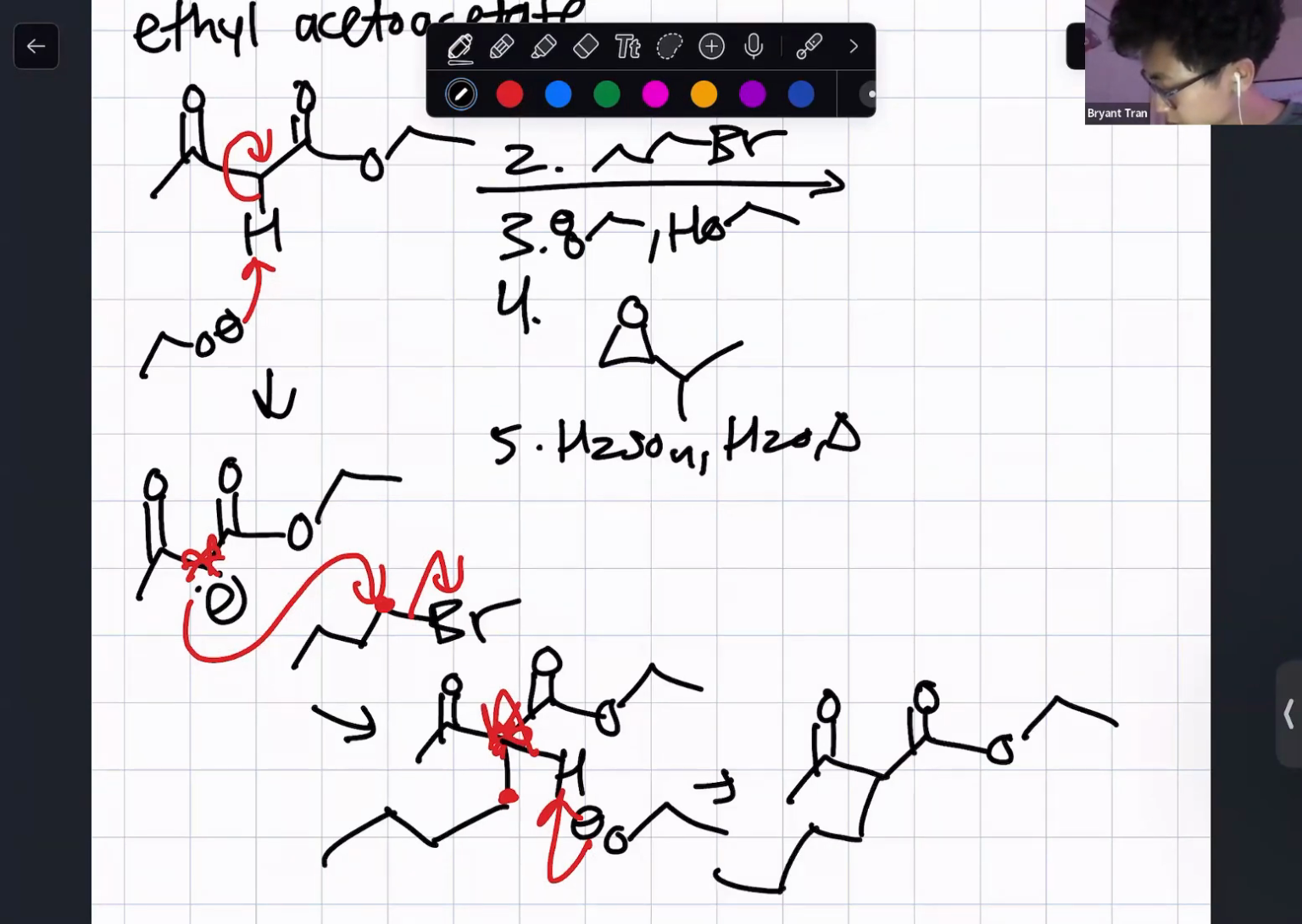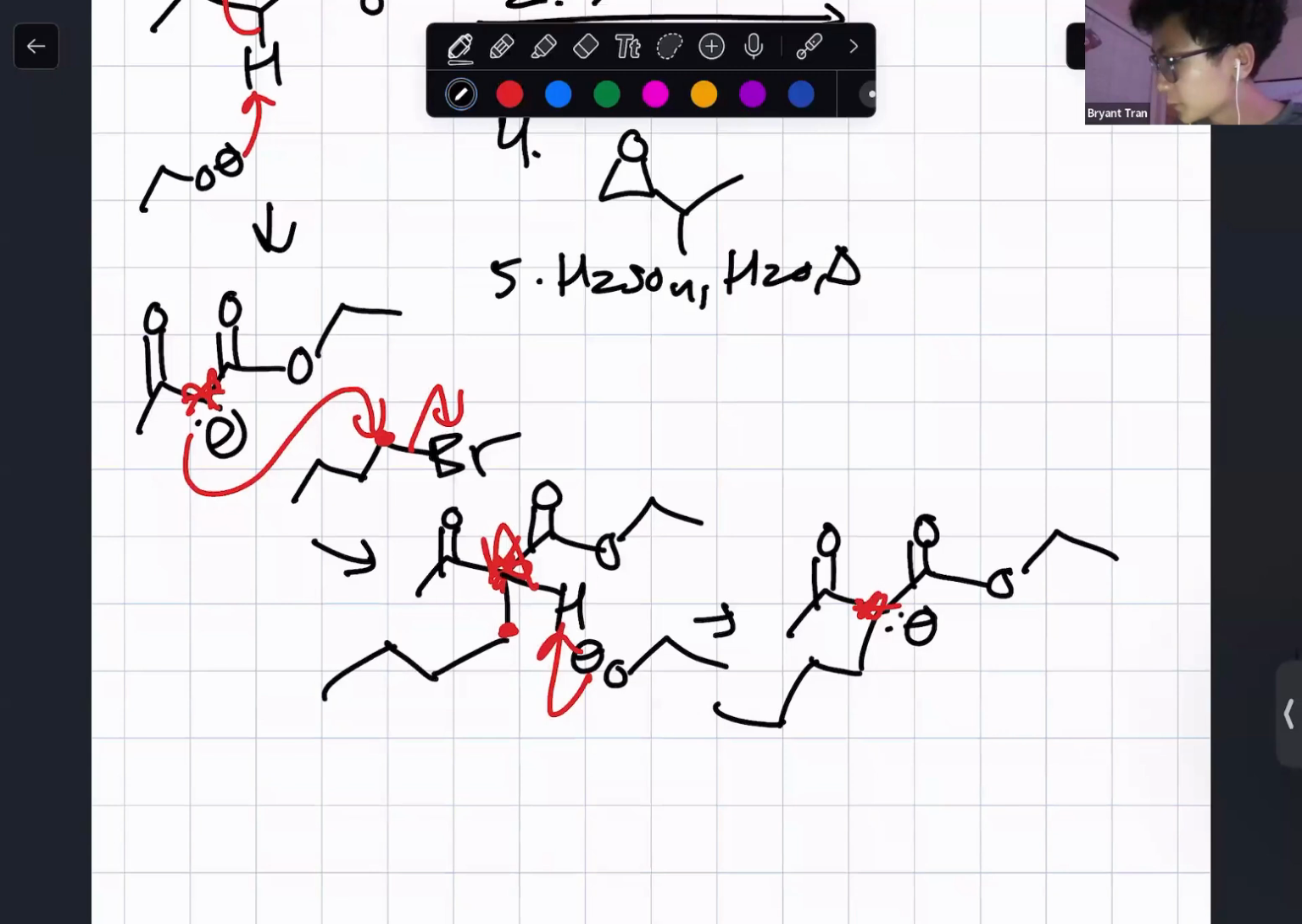Negative charge there. Starred molecule here. Now, let's do the epoxide reagent.